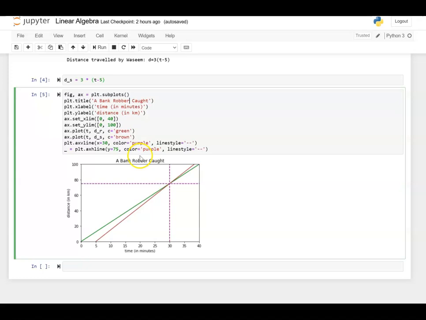I colored them in different colors, green and brown. So brown is the line of the robber, and green one is of Wasim, who is catching the robber. And then that is a purple color cross, wherein these two lines are intersecting. And you can see here also that the distance is 75, and the point at which the robber gets caught is at 30 minutes.